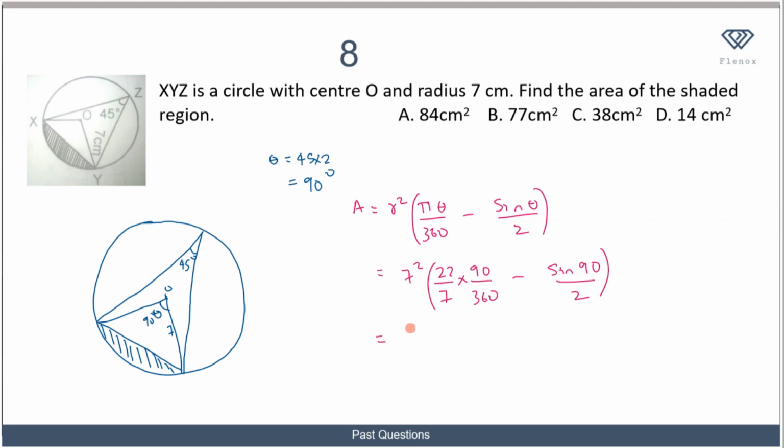7 squared is 49 into bracket. When you punch it into your calculator, you get 0.7857, and sine 90 is 1, so 1 divided by 2 is half, which is 0.5. And when you subtract, you have 49 into bracket 0.2857, and when you multiply these two together, you get 14 centimeters squared. So the area of this shaded region over here is 14 cm squared, and the correct option is option D.